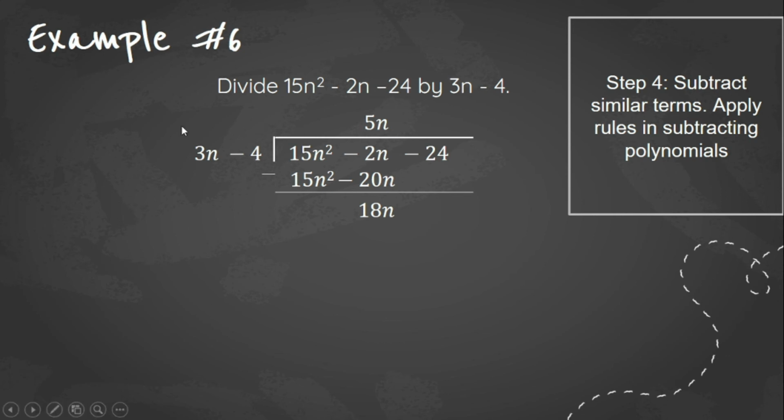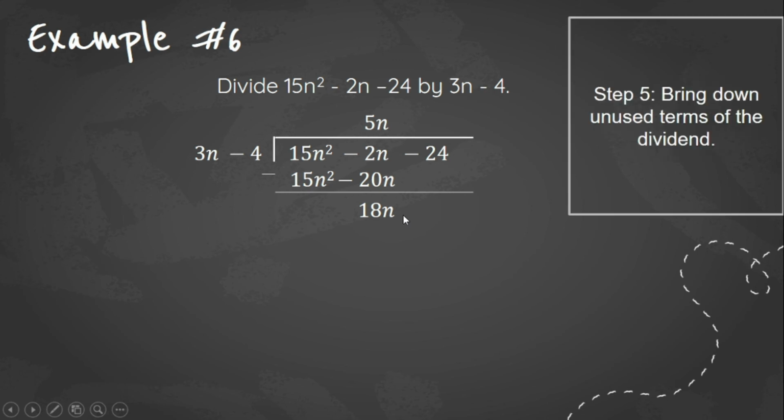Okay? Next, we have step number 5. Bring down the unused term of the dividend. We already have our answer from the subtraction. Let's bring down the unused term, which is negative 24. We just bring it down. So, we now have 18n minus 24.